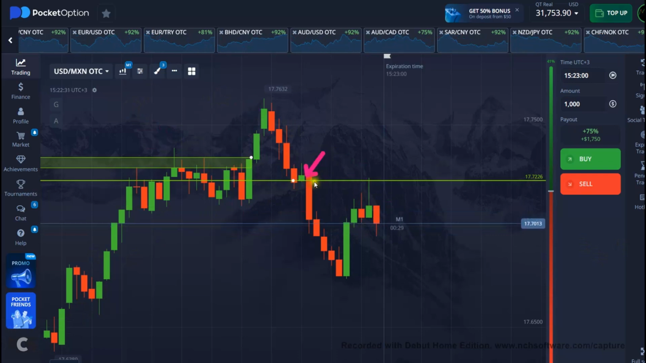So I came and drew a horizontal line at the supply area, and because of this chart pattern, this head and shoulder chart pattern, I've made a video about it. I'll leave it in the description. So I waited for the market to get back to my supply, and once it did, I took a trade right here.